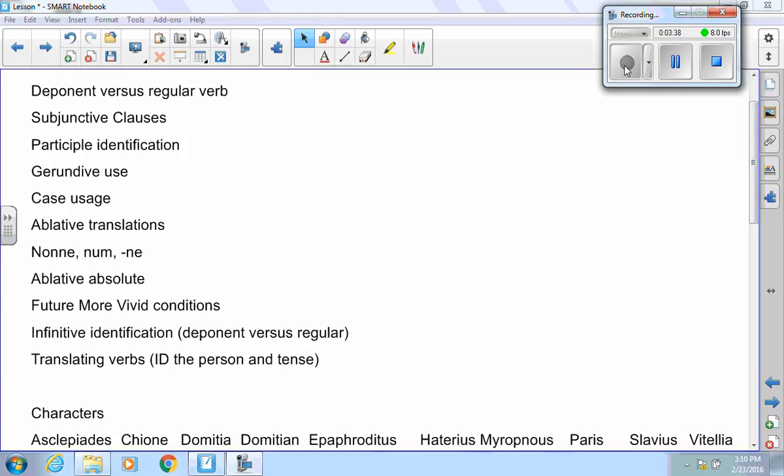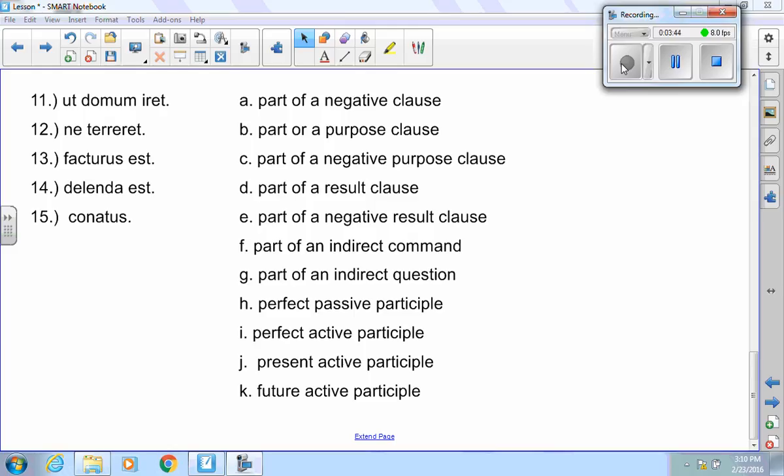Next, I have subjunctive clauses. We have seen these for like the last 12 tests, shouldn't be an issue. Here's a list of some of the things that we've done in the past, same things, part of a negative purpose clause, part of a purpose clause, I should say, not or. Well, it looks like I have negative purpose clause up there twice, but that's all right. Purpose clause, we need a result clause, indirect commands, indirect questions. Make sure that you're aware of all of your participles. I did not put on there a future passive participle, but include that as well.